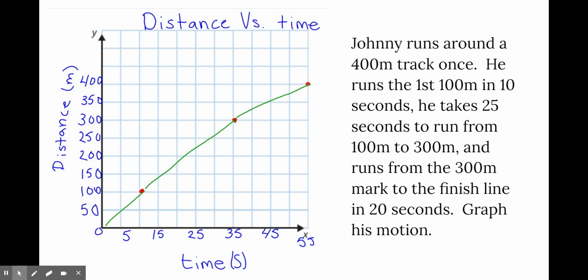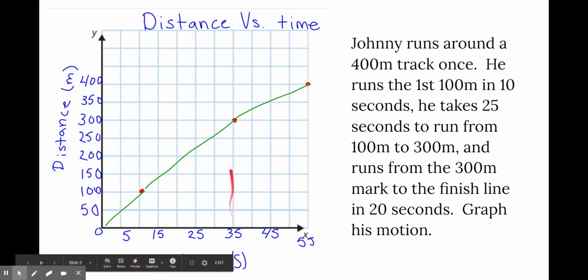The second data point then said he made it to the 300 mark in 25 seconds. So what's 25 seconds from 10 seconds? Well, you add 10 plus 25, you get 35.